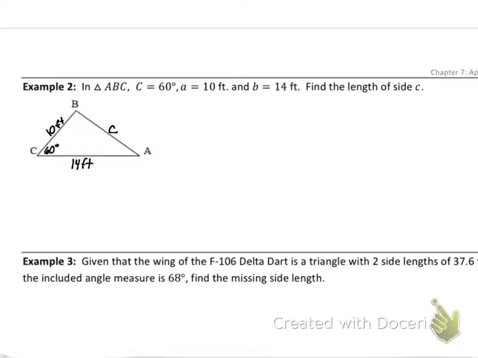Can someone tell me whether I can use the law of sines or not? And why? Right? No, yes you can. You can do side, angle, side. Good, side, angle, side. Perfect. It's side, angle, side. So we can use the law of sines. Or law of cosines, I should say. Maybe I'll put that in there, so that tells you to use the law of cosines.